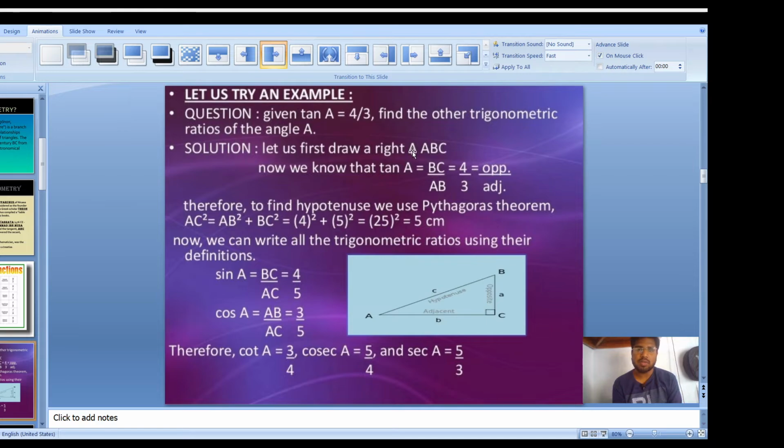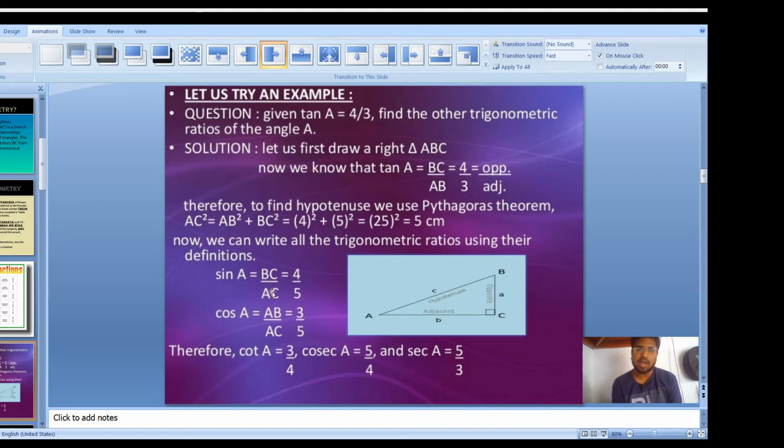Now comes finding the rest of the functions. You can see in the image that we don't know the value of the hypotenuse. So how to find it? According to the Pythagoras theorem, AC square is equal to AB square plus BC square. Now put in the values and we get 5 centimeter as the hypotenuse.